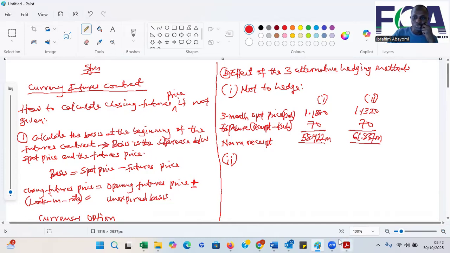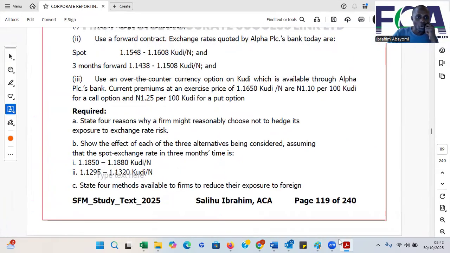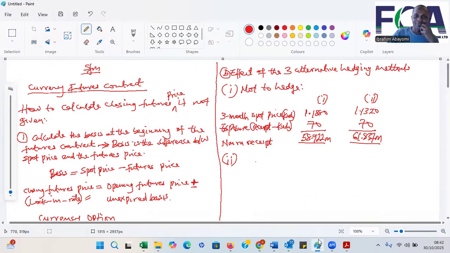We also want to use forward contract, right? Yes, forward contracts. Now, what's the 3-month forward rate? We have agreed this rate, 3-month forward: 1.1508. Okay, that's what we have agreed, 1.1508. If we have agreed, we want to use forward contract.